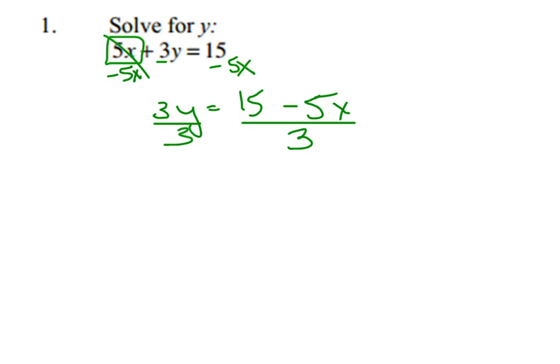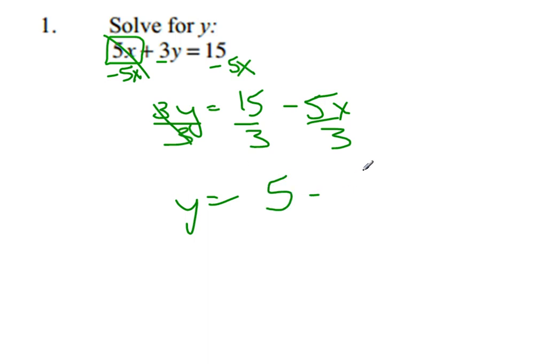So I'm going to divide by 3 in all 3 spots here. And then I get y equals, so because this reduces, it's a little more simplified form. And then either 5/3 x or 5x over 3. Either one of those is fine.